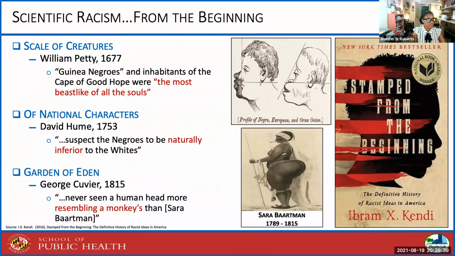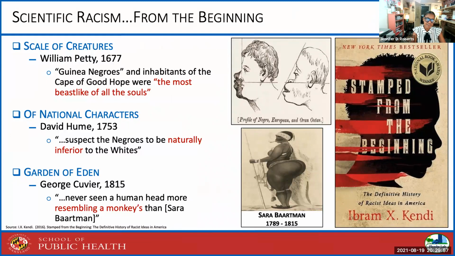To begin with, we have William Petty, who was an English scientist, philosopher, and economist who rose to prominence during the mid-17th century. While he was considered progressive for his groundbreaking economic theories, he was also responsible for some of the earliest work of scientific racism.